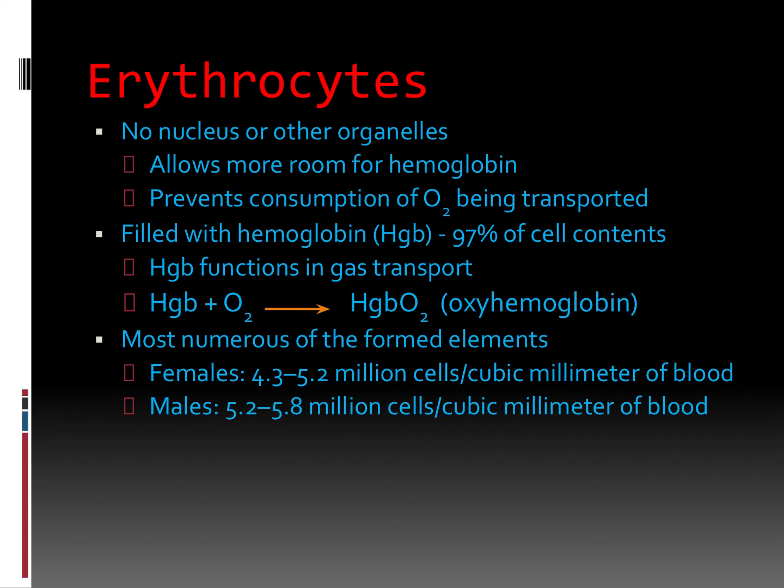Red blood cells are the most numerous of the formed elements, as we saw. Females have about 5 million red blood cells per cubic millimeter of blood, and then males have a little over that, about 5.5 million per cubic millimeter of blood.